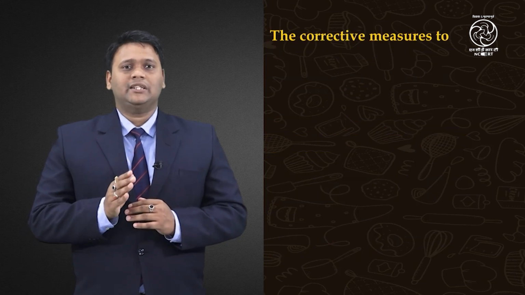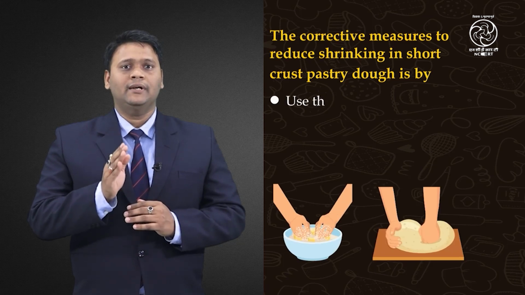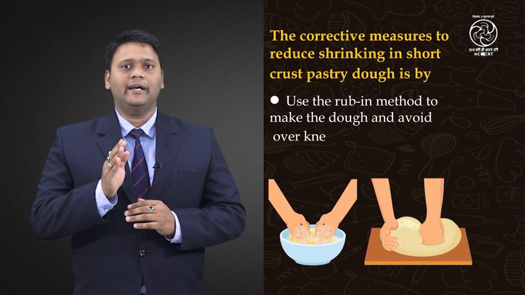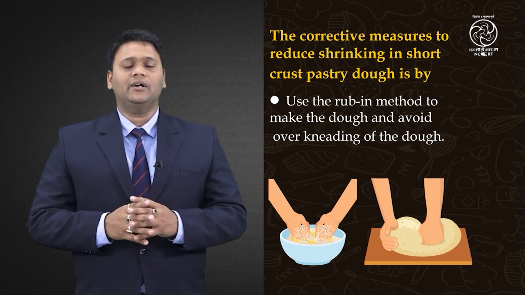The corrective measures to reduce shrinking in short crust pastry dough is by the use of rub-in method to make the dough and avoid over-kneading of the dough.